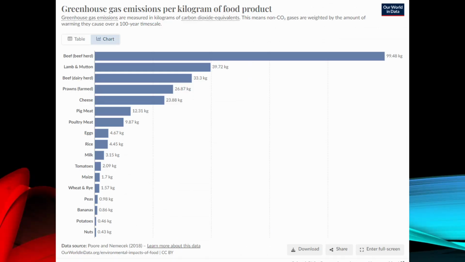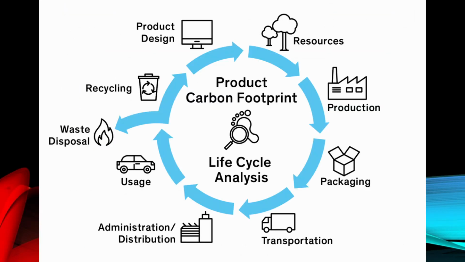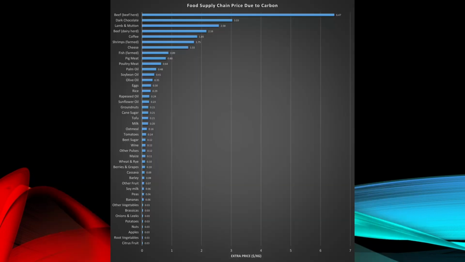Now that we know how exemptions work, let's look at our life cycle CO2 emissions analysis. For each of our goods, you can see the total extra price you would pay just in the carbon tax due to the life cycle emissions. That's $6.50 a kilo for beef, but only 3 cents a kilo for something like apples, which would be akin to my peach example from the previous video.